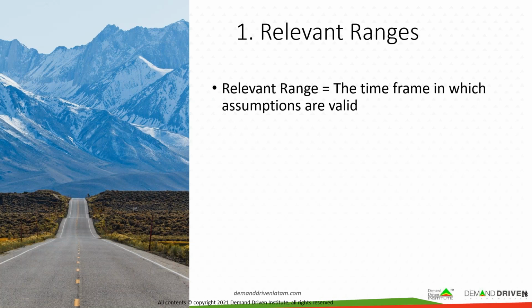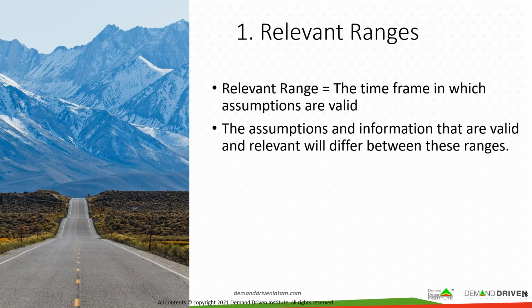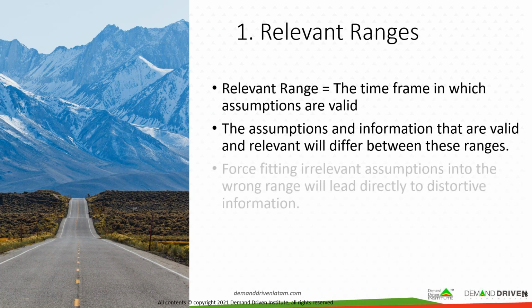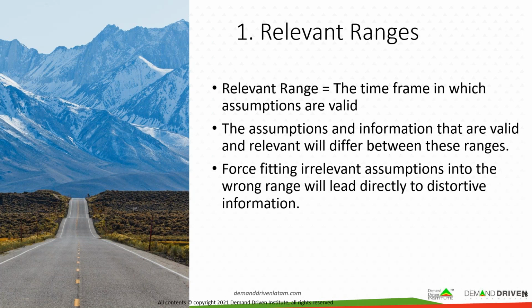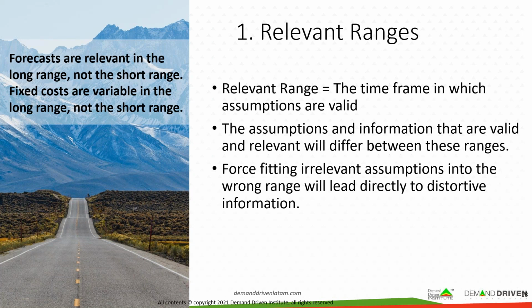Well, what's relevant range? That's the time frame where our assumptions are valid. Because understand, the assumptions that are valid near term are very different than the assumptions that are valid way out in the future. When I force fit irrelevant assumptions into the wrong range, I distort information. For example, my friend, the forecast. Absolutely relevant, necessary for our tactical and strategic time frame. However, devastating for our operational time range. All right, tying our order release to a forecast is devastating and will guarantee that our company will build too much of the wrong stuff, too little of the right stuff.